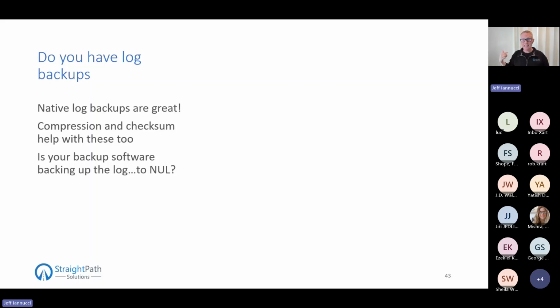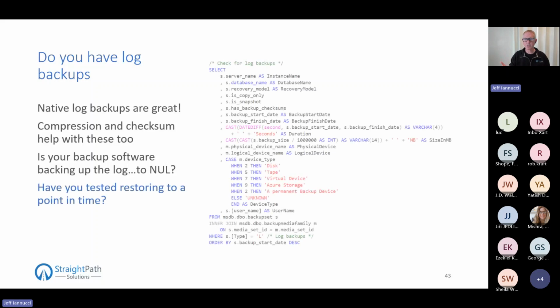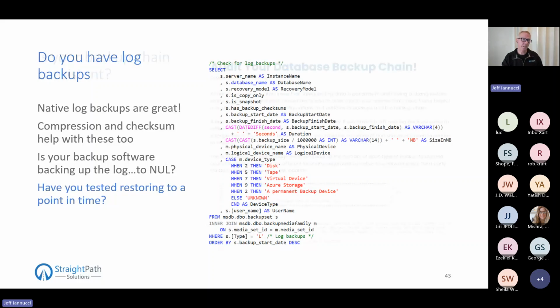Again, go check and see about that. We have a script here to see where these backups are going. Are they going to NUL, or are they going to an actual file or virtual device or cloud location, whatever the case may be? And as I said, not only have you tested restoring your backups, have you done a point in time recovery test?